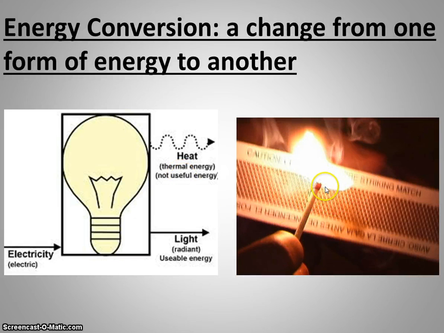Also, here you see a match. There is chemical energy stored in the material that is on the tip of the match, and when we apply a little bit of heat to it by striking it, we create friction or create some thermal energy. It sets off the chemical reaction, which converts the chemical energy into, once again, light and heat energy. And sometimes the heat energy is wanted when using a light, and sometimes it's not.